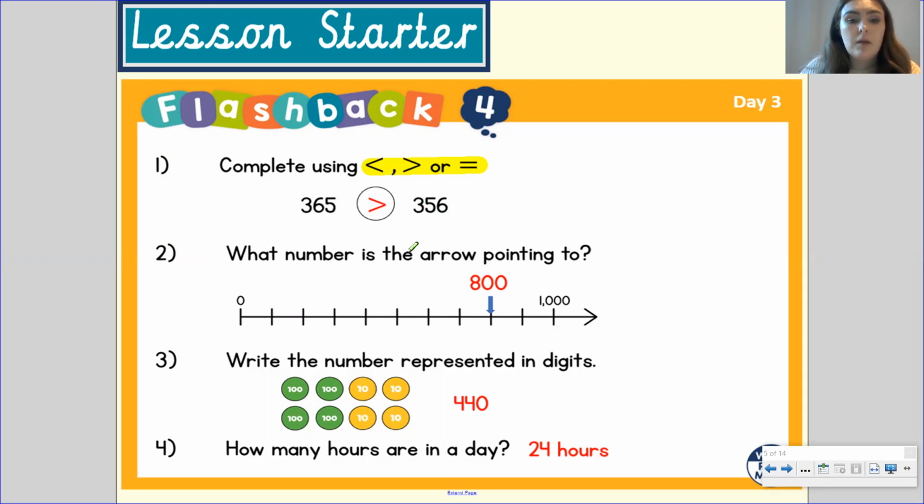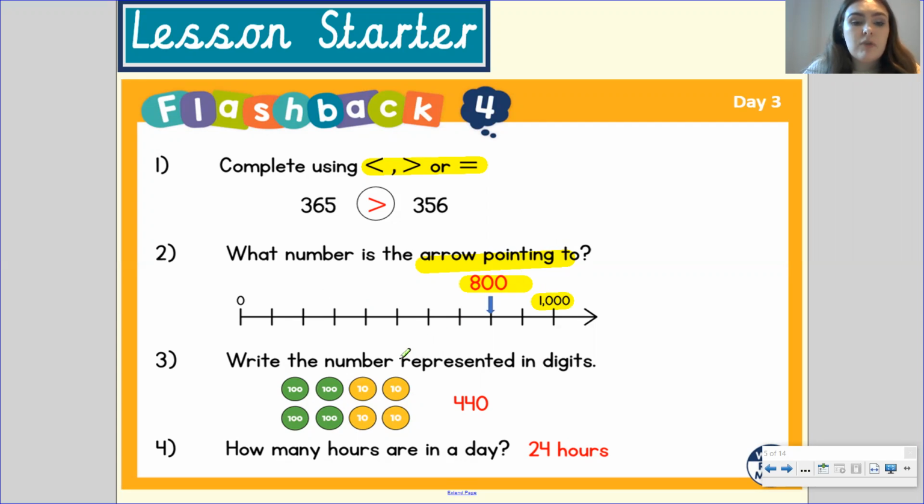Question 2, what number is the arrow pointing to? If you had a look, you could see that the number line was going up in hundreds, and you should have put 800. If you've got 1,000 here and 0 here, it would be going up in 100. So 100, 200, 300, 400, 500, 600, 700, 800, 900, 1,000. So give yourself a tick if you put 800.